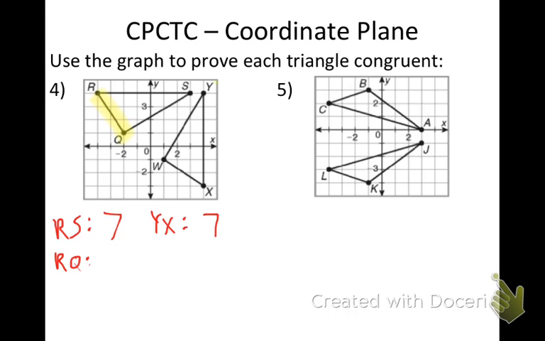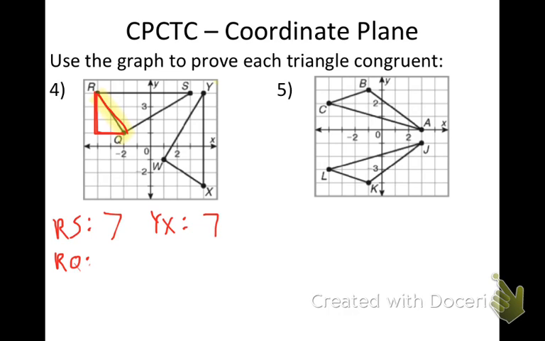How can I find RQ here? Can I use the distance formula? Could I also use the Pythagorean theorem? Well, let's use the Pythagorean theorem. I like the Pythagorean theorem here. I want to look at my side lengths. What are my side lengths here?